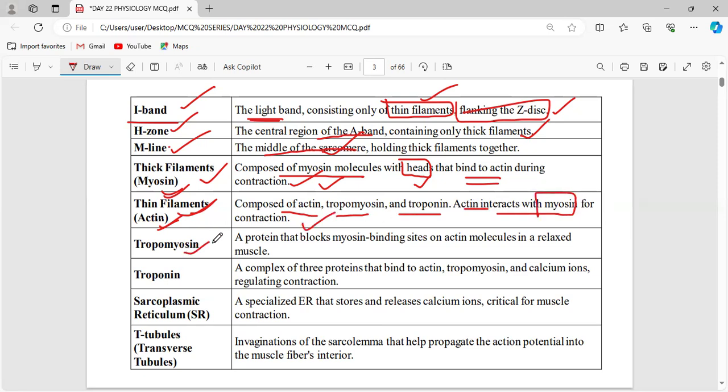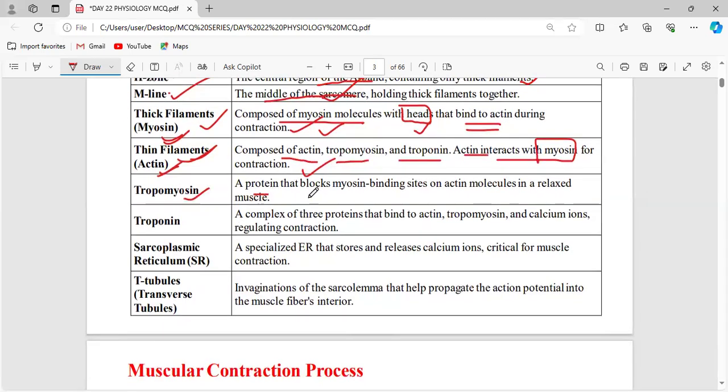Okay, now what is tropomyosin? This is the protein which blocks the myosin binding site. Generally, actin molecules have a binding site where the myosin will come and bind to the actin. This binding site present in the actin is blocked by a protein called tropomyosin. When tropomyosin is blocking the binding site of the actin molecule, you should know that the muscle is in the relaxation state.